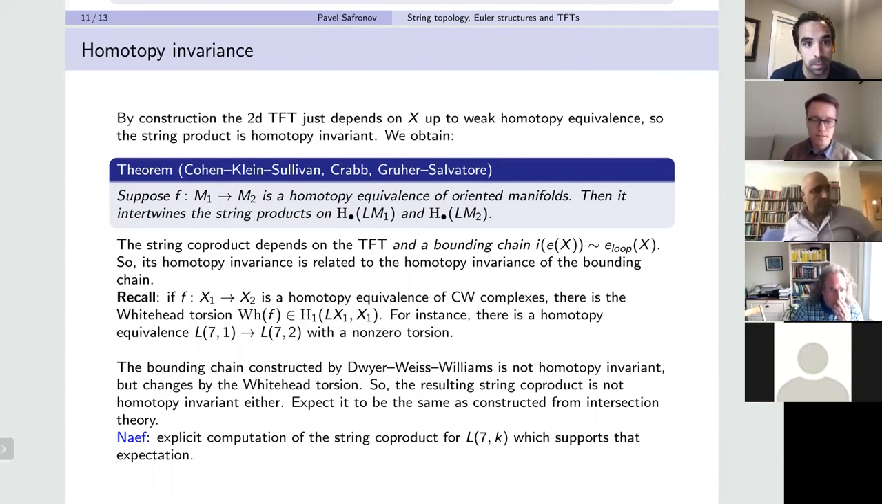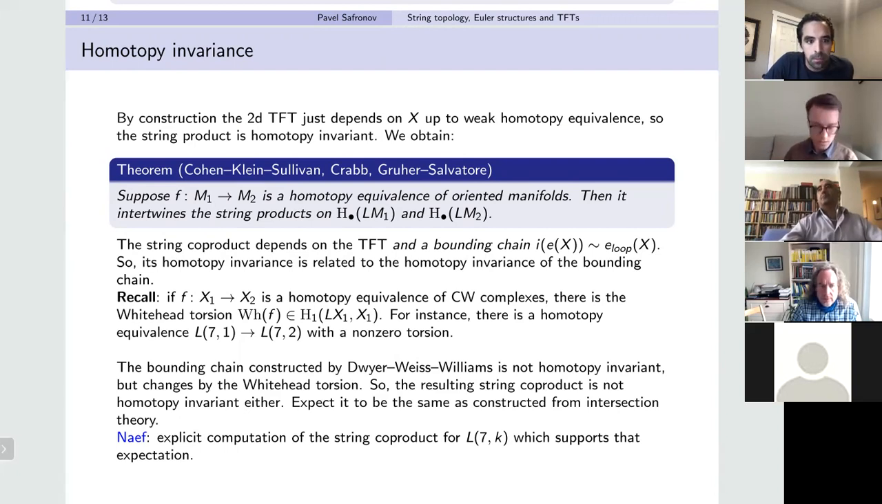So Florian has computed some examples in the case of the length space L7K, and he checked that that seems to be true, that if you look at the usual string coproduct computed using intersection theory, that one has the same failure to be homotopy-invariant. Basically, it sees this torsion information.